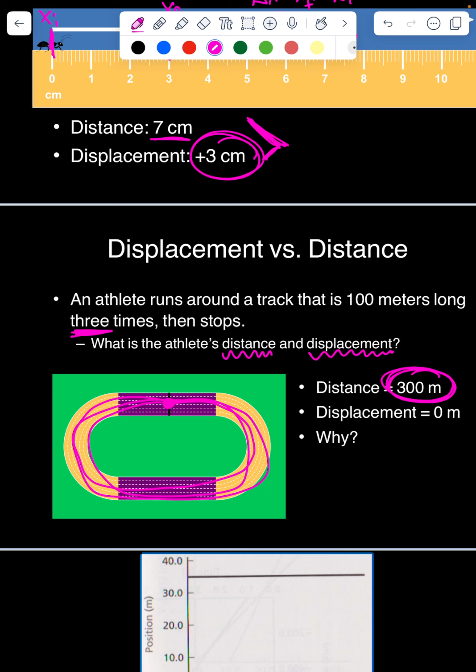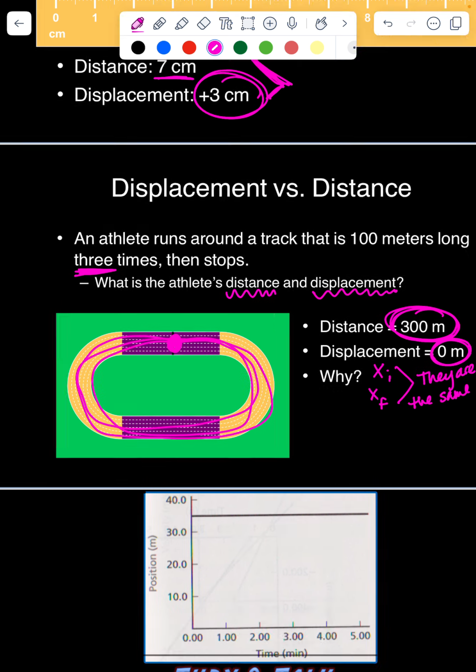Now, the 2 different things that displacement depends on is your initial position and your final position. Well, what do you notice about the initial position and the final position that the athlete started and ended on? They're the same, right? So if they are the same point, so if you end where you start, then your displacement will always be 0. Your displacement will always be 0 because your final position and your initial position are the exact same.